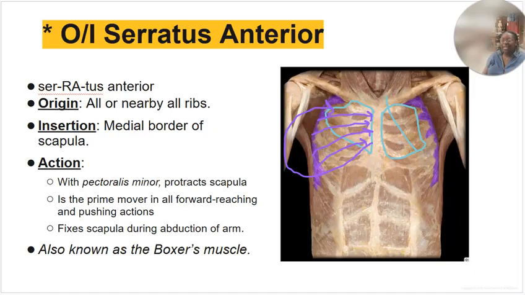And it's also going to fix the scapula or keep the scapula in place during abduction of the arm. And so remind me again, what is abduction of the arm? Think of abduct, right? So we're taking our arm away, like, oh, they're taking my dog or something. They're abducting my dog. They're taking my dog away. Abduction is taking away. So we're taking away from that midline. And so some people know it as the boxer's muscle. Just, it's serratus anterior. Don't put boxer's muscle on your practical.